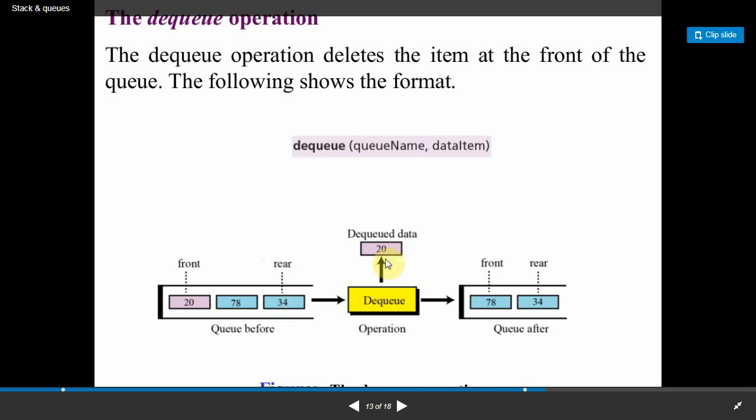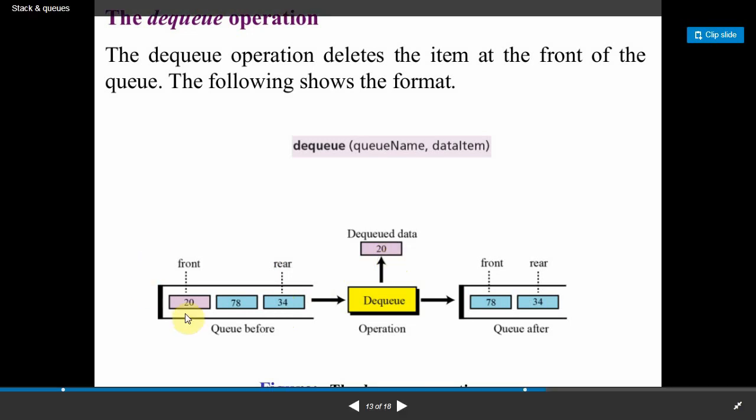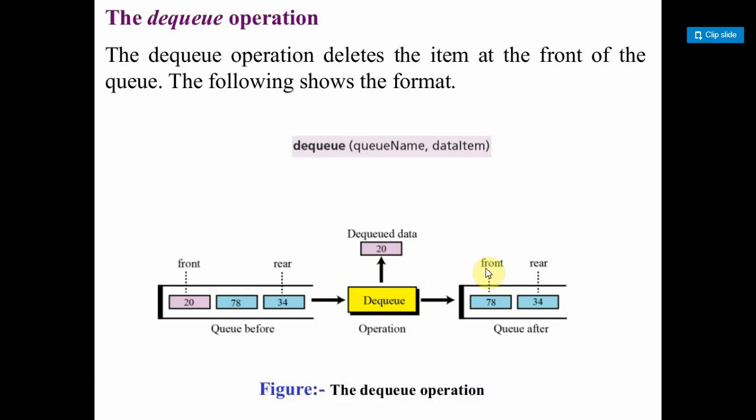Now I want to remove one element. So already we have discussed that in a queue elements will be deleted from the beginning. Now here 20 will be deleted. After that rear remains the same, but front will be shifted to 78. The reason is that, as already discussed, front is a variable which always stores the index of the first element, meaning it always points to the first element. So this is the process of the DQ operation.